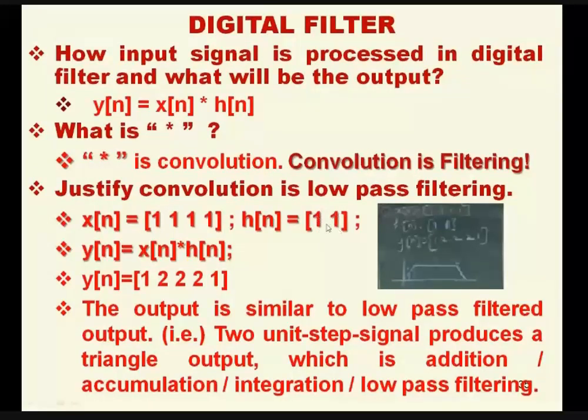So with 1, 1, it is a first order filter, since we get two coefficients. Now for x of n, the input, we give a DC signal, like this step signal. When we convolve the two, we get 1, 2, 2, 1. So we are getting a similar triangular waveform, which is the integration output and a low pass filtered output, which is fantastic, right?